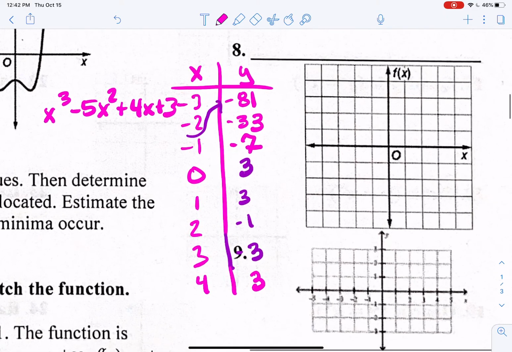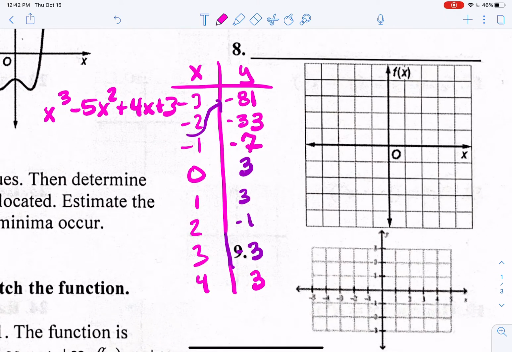All right, so let's plot these points over here on this graph. -3 is at -81. It's all the way down here, so I'm not even going to graph that point because it's all the way off the chart. -2 is the same thing, -33, all the way off the chart, so I'm going to get rid of it as well. -1 is at -7. That's still off the chart, but we can plot it down here. 0 is at 3, so we go all the way from down here to all the way up here.